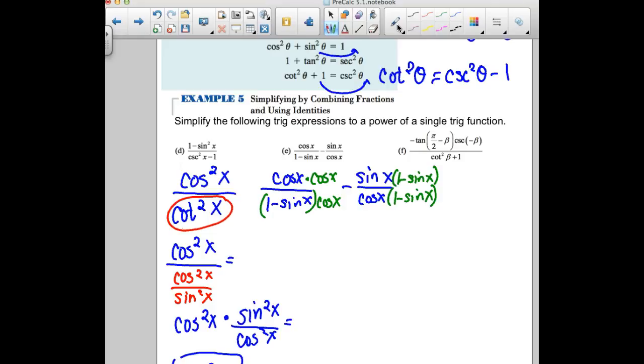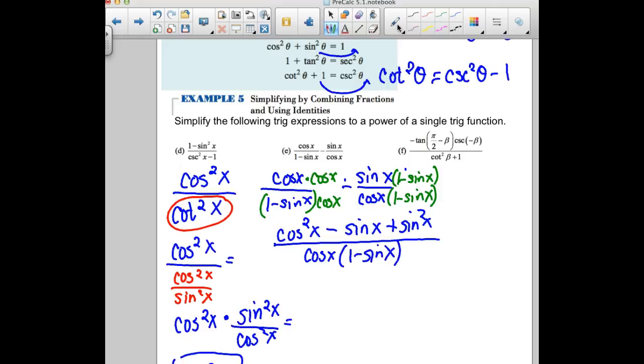Cosine x times cosine x would be cosine squared x. On the other piece of our fraction here, we've got sine x times 1 minus sine x. If we distribute, we have minus 1 sine x, and a negative times a negative becomes a positive sine squared x. On the bottom, we have a cosine x and we have a 1 minus sine x quantity.